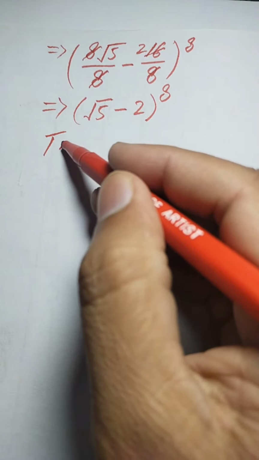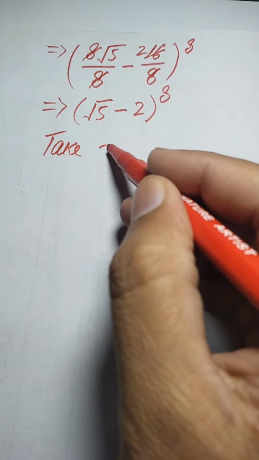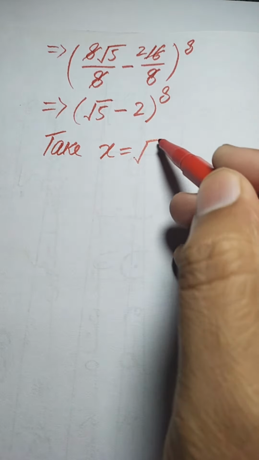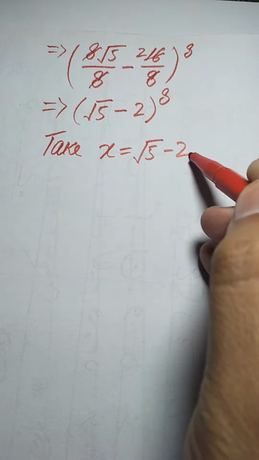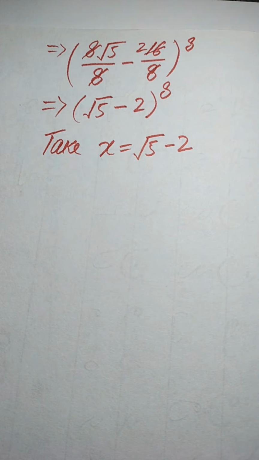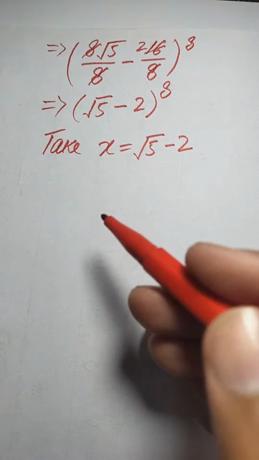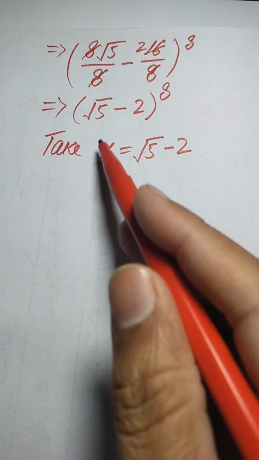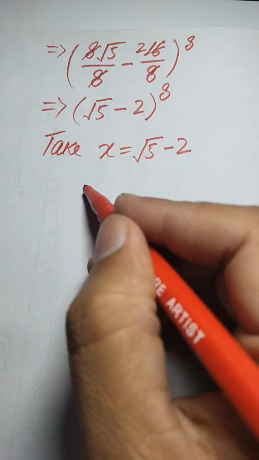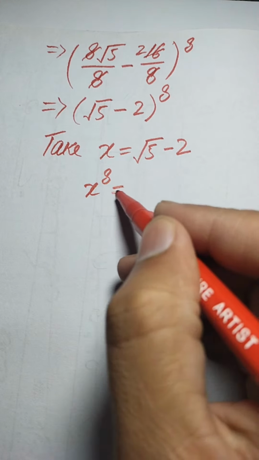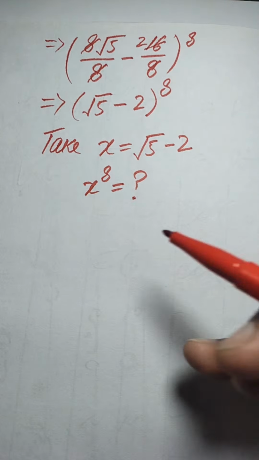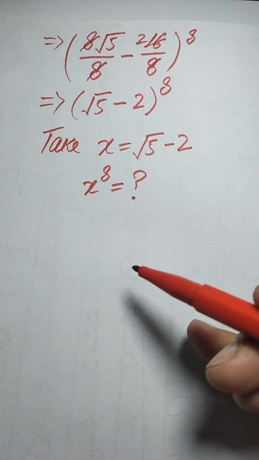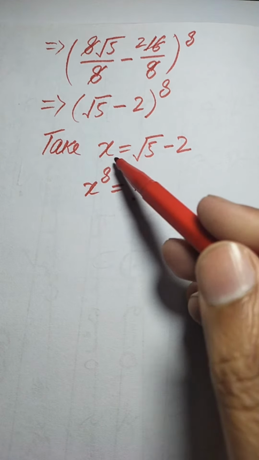Okay, so here we take x equals square root of 5 minus 2, and when we choose our x equal to this value, we need to find x to the power of 8. In order to find the value of x to the power of 8, we need to simplify this term.